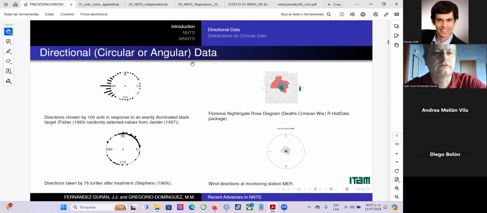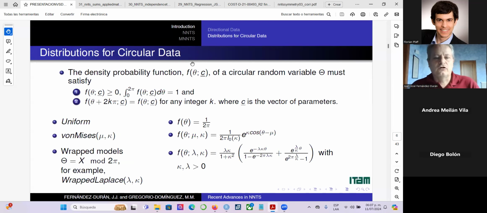We have some examples of circular data, famous data sets, particularly the Florence Nightingale Rose diagram, the time of death in the Crimean War. And we have also durations taken by animals, such as ants and turtles. And of course, wind directions is one of the most common data that you can have in terms of univariate circular data. Of course, the density function of univariate circular data should be non-negative, should integrate to 1, but also should be periodic.